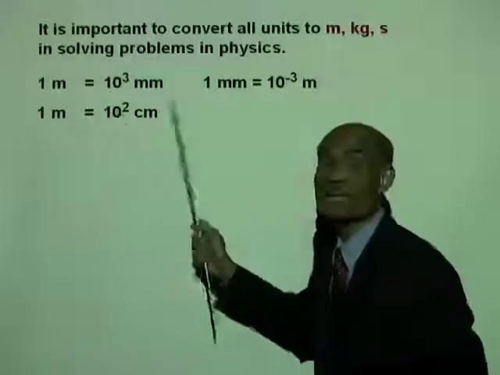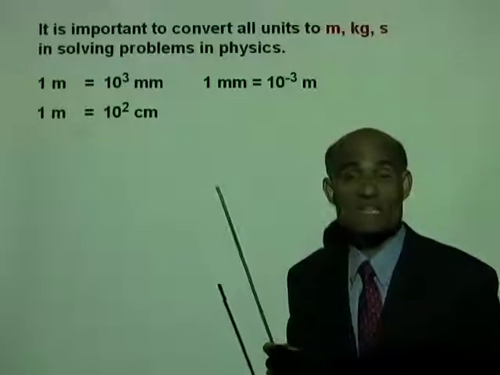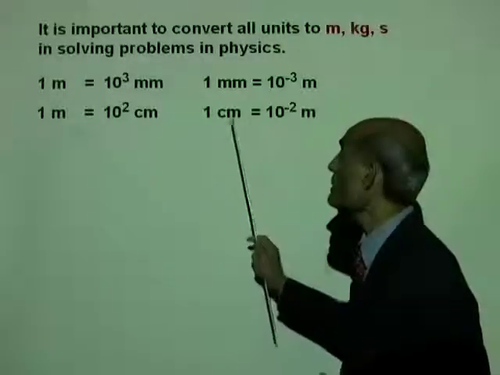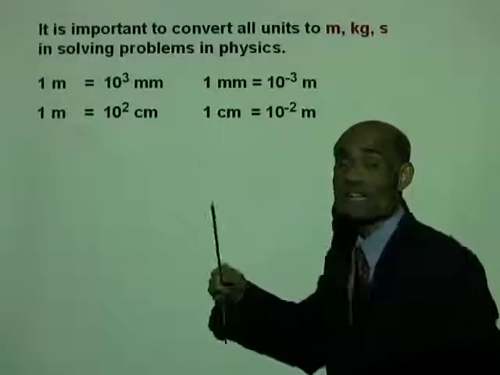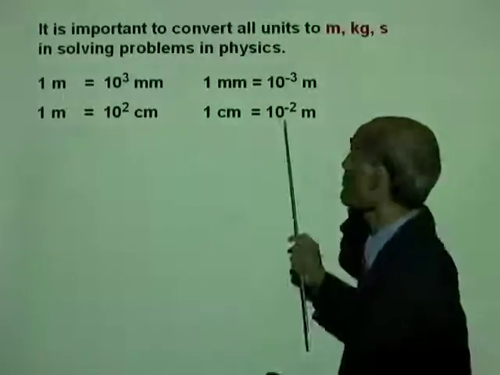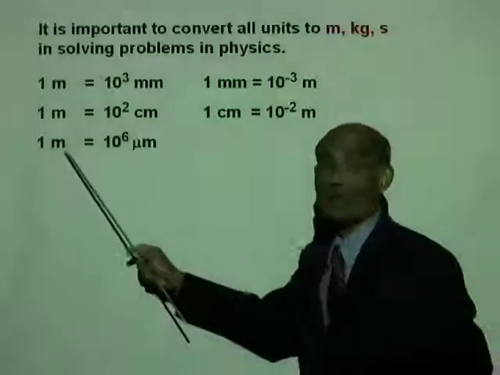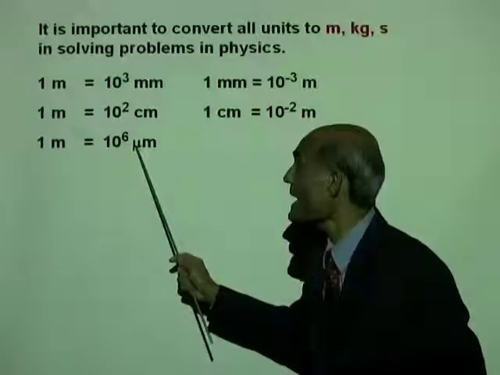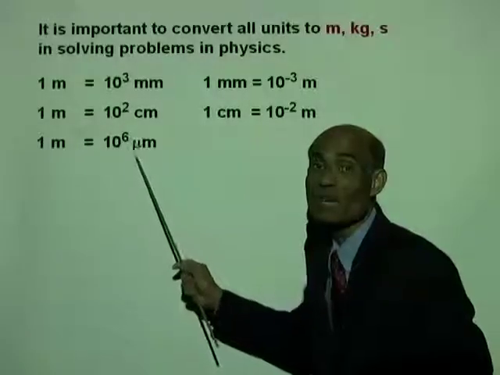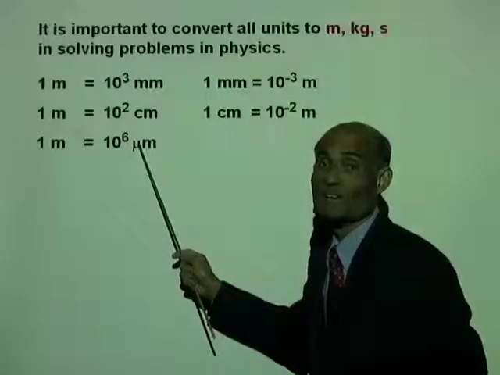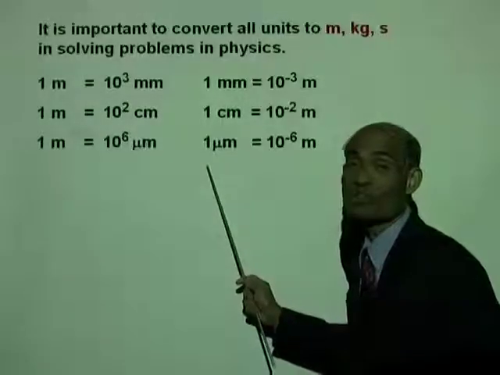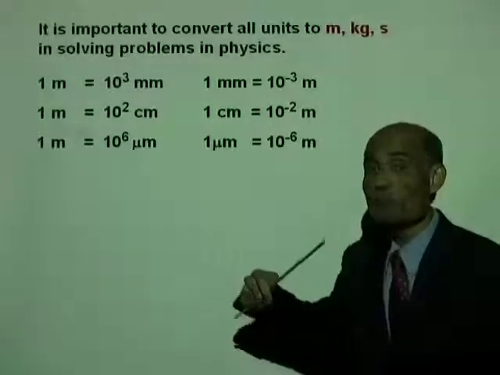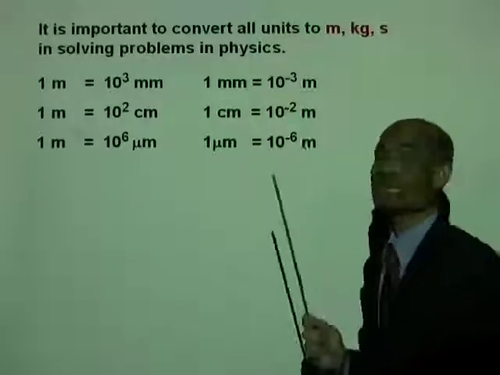1 meter contains 100 centimeter. That means 1 centimeter is a 100th of a meter. 1 meter contains 1,000,000 micrometer. Look at the way we write micrometer. Therefore, a micrometer is a millionth of a meter.